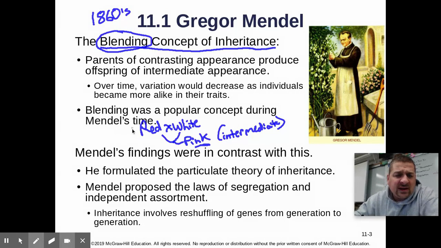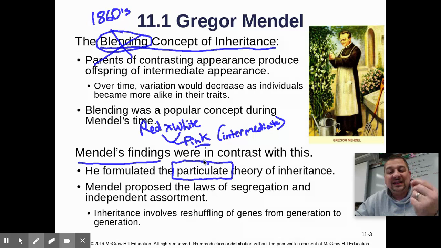Okay, Mendel's findings were in contrast to this. He found that this blending thing was not really the case in what he was researching. And he formulated what we call the particulate theory. Particulate being that there is some particle, some genetic particle. Remember, they didn't know about DNA yet or chromosomes.